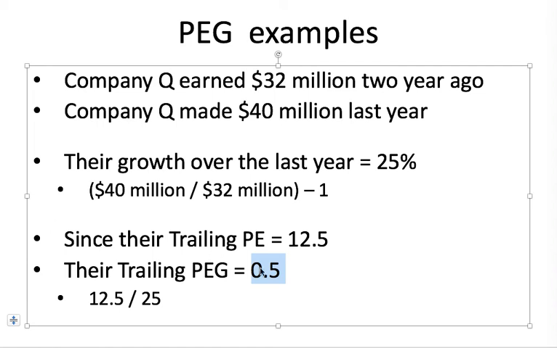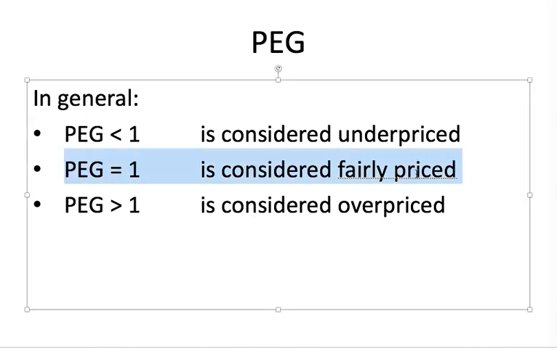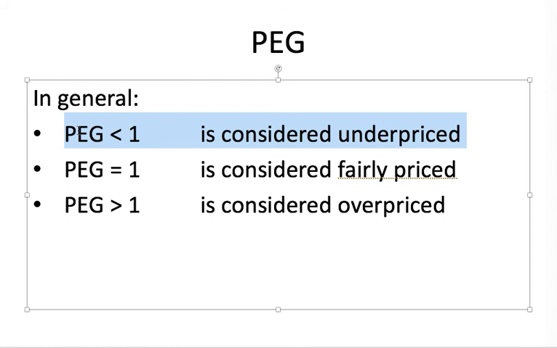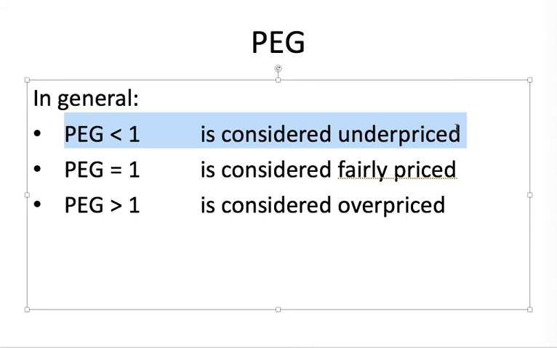A common rule of thumb for judging whether this is a good PEG or a bad PEG is that a PEG of 1 is considered a fair value. Anything lower than that is considered underpriced, meaning a good time to buy it. A PEG of greater than 1 is considered overpriced, too expensive. These are obviously rules of thumb. There are cases where a PEG of greater than 1 is still a good price to buy at, and sometimes a PEG lower than 1 is not a good time to buy. But those are just general rules of thumb.